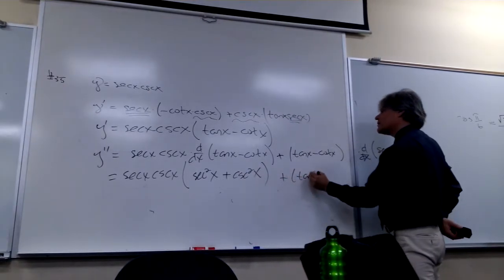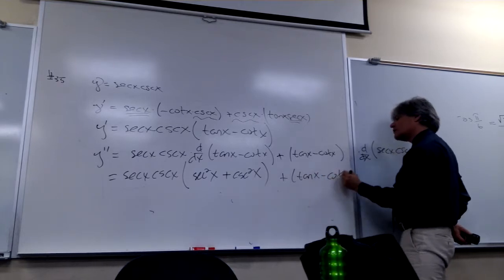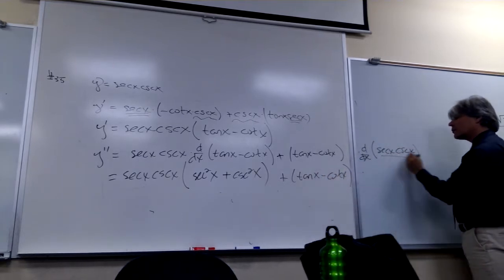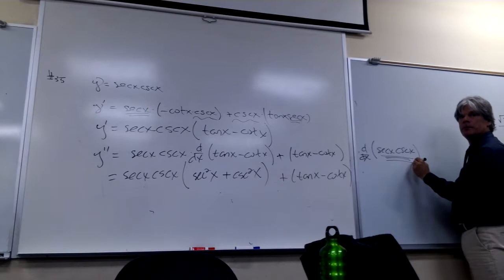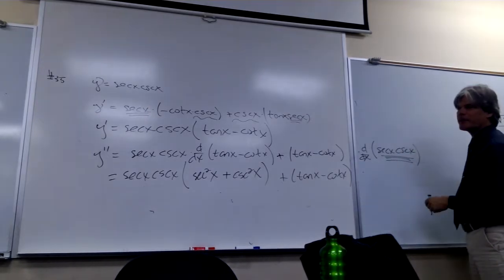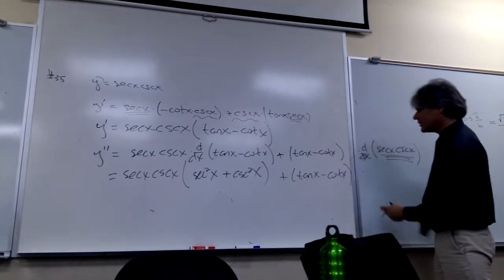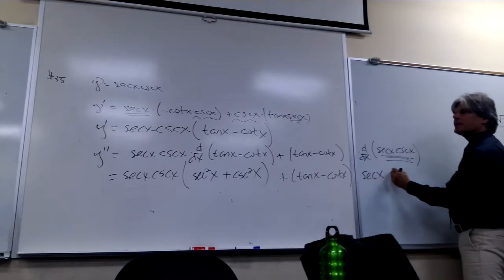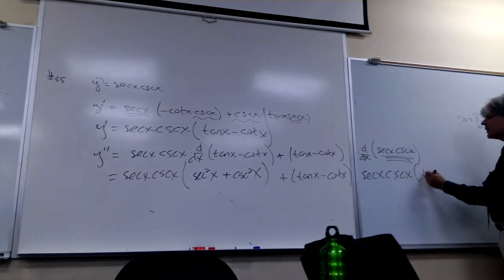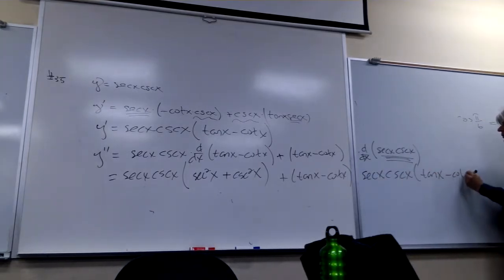Plus the tangent of x minus the cotangent of x times, yes or no, product rule? No, it's copying. We've already differentiated that product. It's sitting right up there. Actually, it's sitting right here. I think it's just the secant of x times the cosecant of x times the tangent of x minus the cotangent of x. Isn't that a piece of cake?